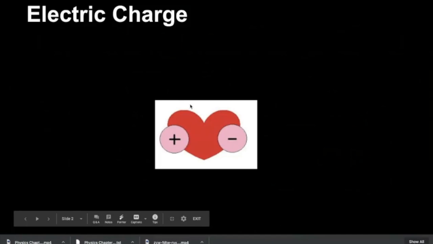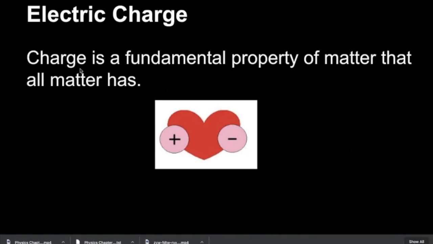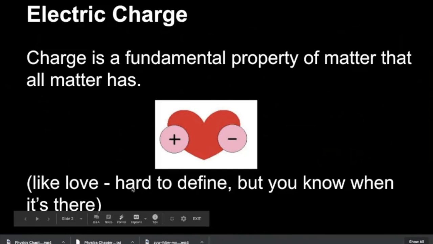So the first thing we have to understand is this idea of electric charge. And we've been talking about that since the beginning of the year, back when we talked about atoms, and how there are protons and electrons, and how protons are positively charged and electrons are negatively charged. The thing about charge is we don't really know exactly what it is. We know things about it. We know characteristics of it, but why do things have charge? And what is it really? We don't really know. We just know that it's a fundamental thing that everything has. Like love, hard to define, but you know when it's there.